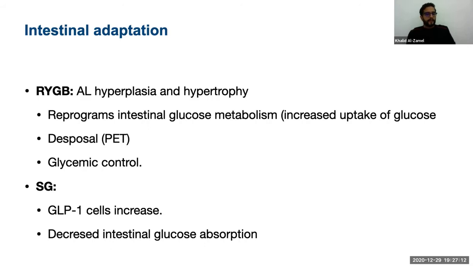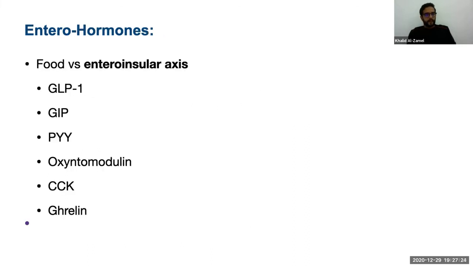As for sleeve gastrectomy, it will lead to an increase in GLP cells and a decrease in intestinal glucose absorption. The key word here is the entero-insular axis, and it's defined by the GI response to food in terms of endocrine, intestinal, and pancreatic hormones released in response to diet or to food intake.